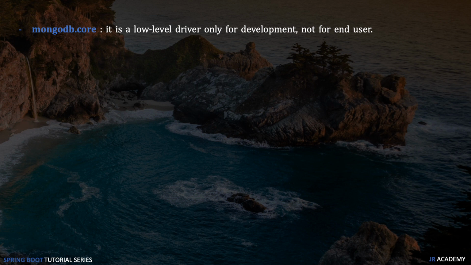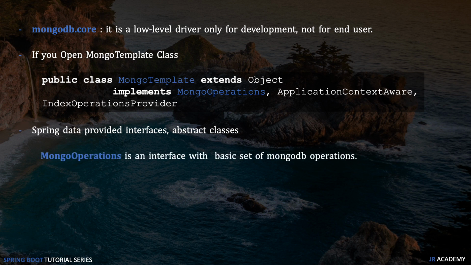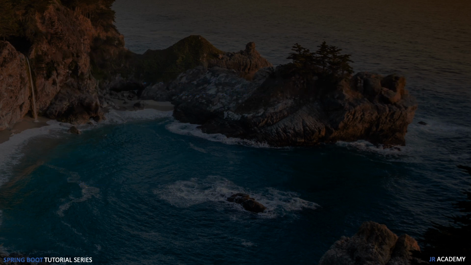Moving forward, if you open this Mongo Template class, you can see it is implementing the Mongo Operations interface. So Mongo Operations is an interface, and Mongo Template is the implementation of that. As I mentioned, Spring Data provided interfaces and abstract classes. So this Mongo Operations is an interface with a basic set of MongoDB operations. Basically it has a list of all the mandatory operations with MongoDB, and Mongo Template is a standard implementation of those operations. I'm going to use these terms interchangeably because now you know the difference between them.